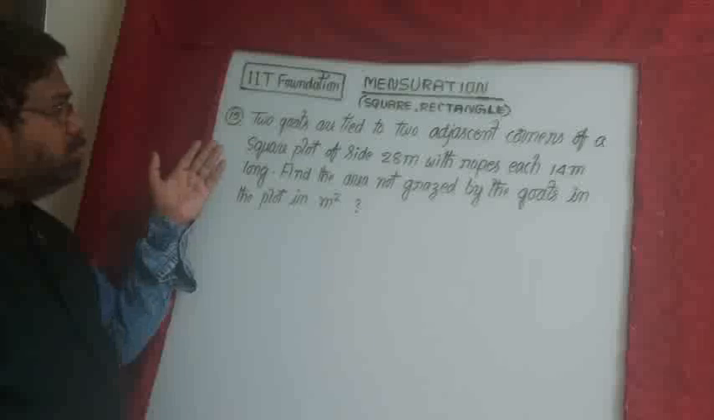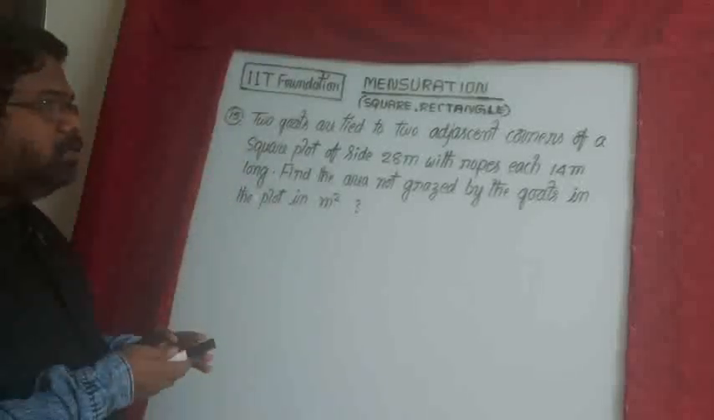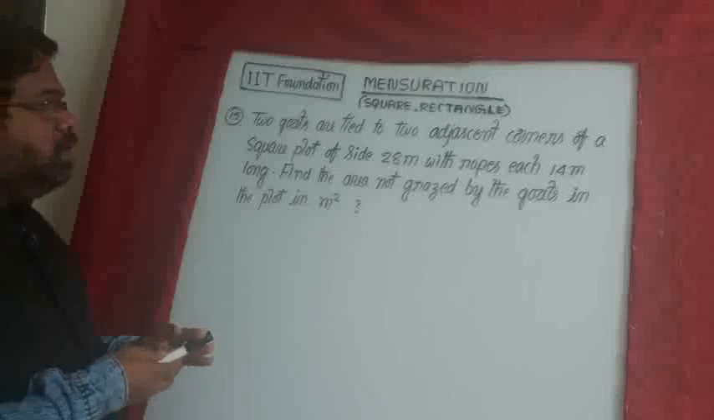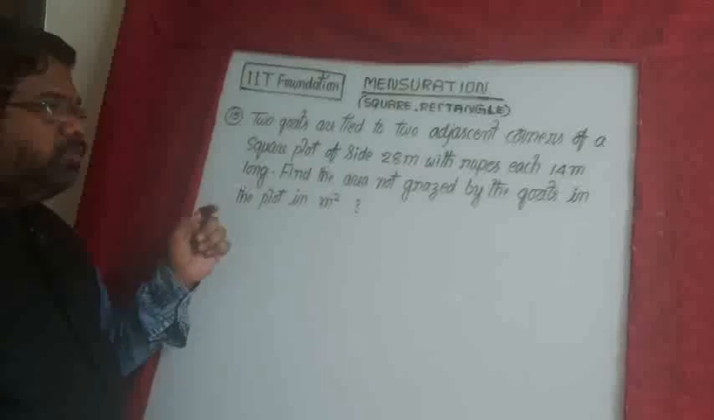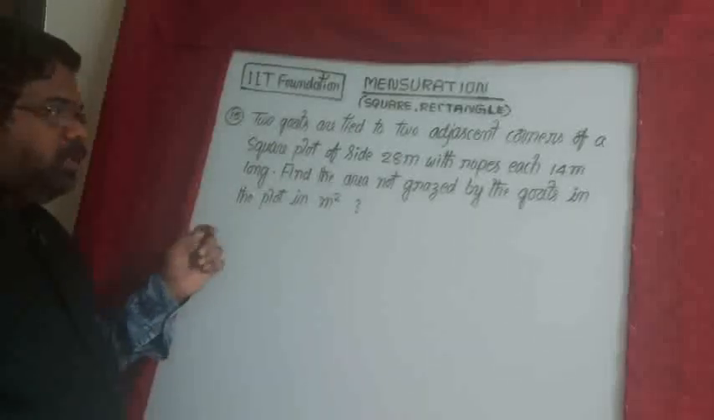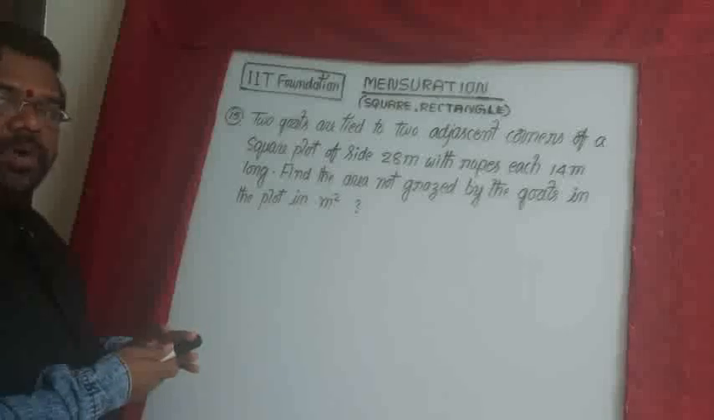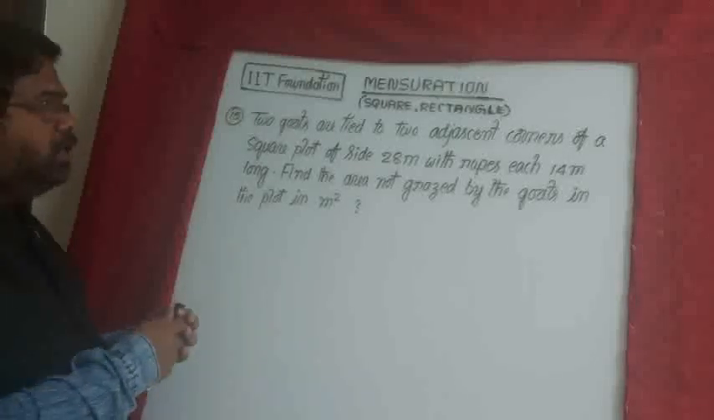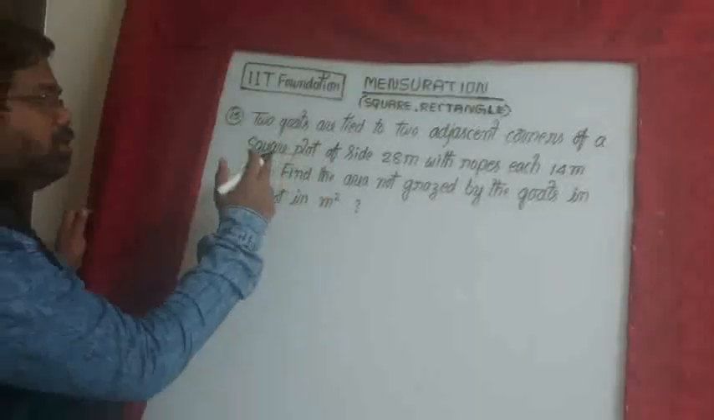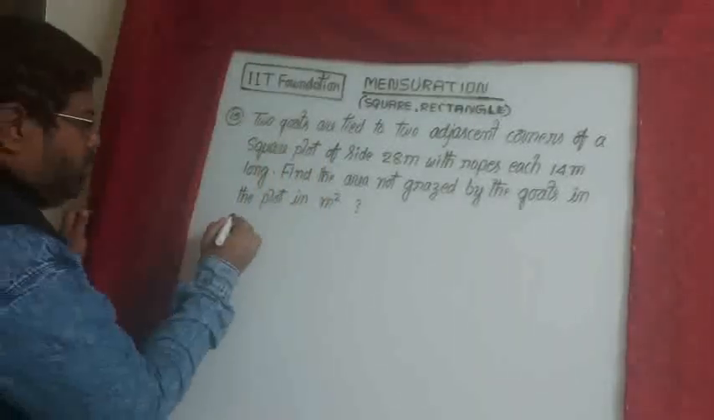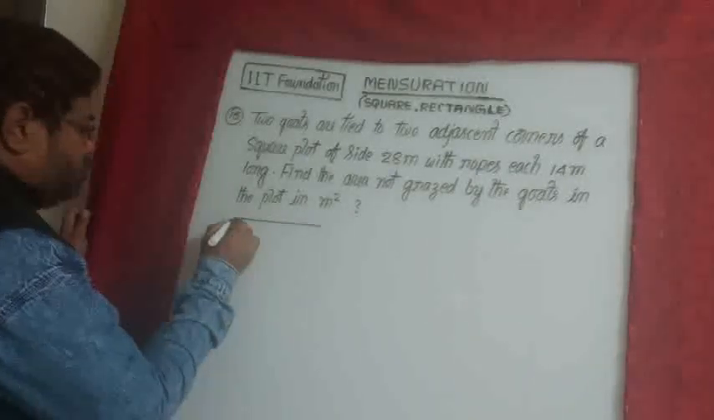So square, 15th question. Two goats are tied to two adjacent corners of a square plot of side 28 meters, with ropes each 14 meters long. Find the area not grazed by the goats in the plot, in square meters. That you have to calculate. See here, two goats are tied to two adjacent corners of a square field. A square field is there.